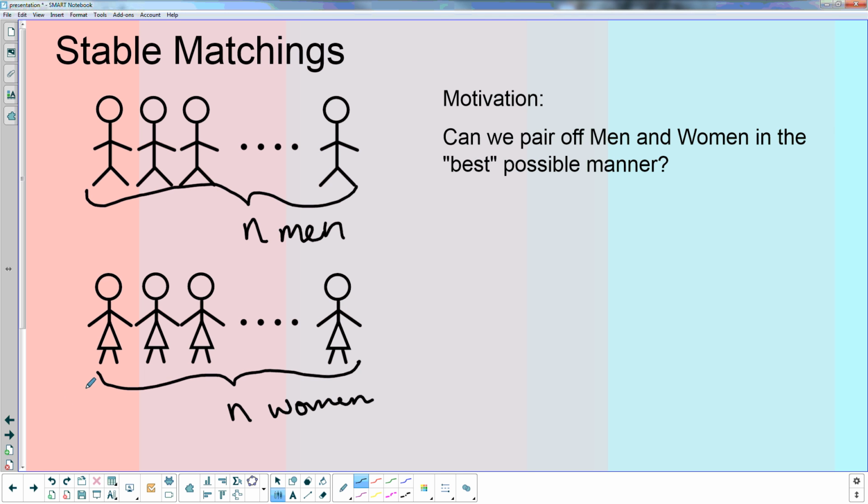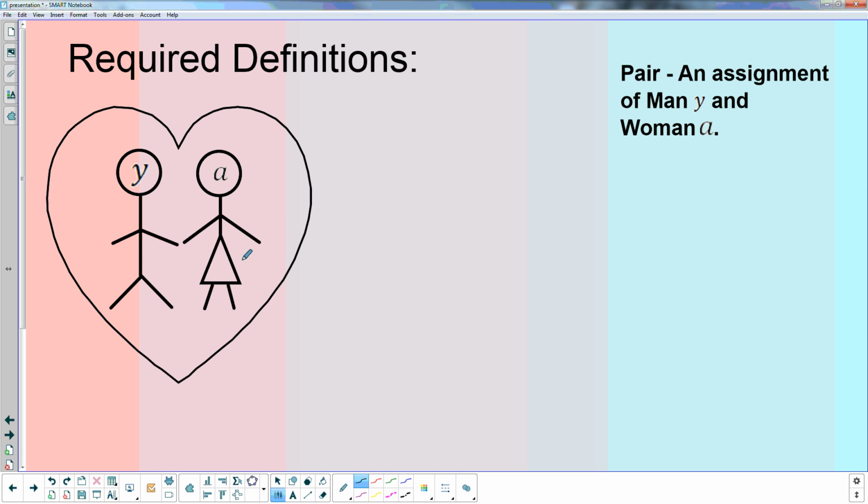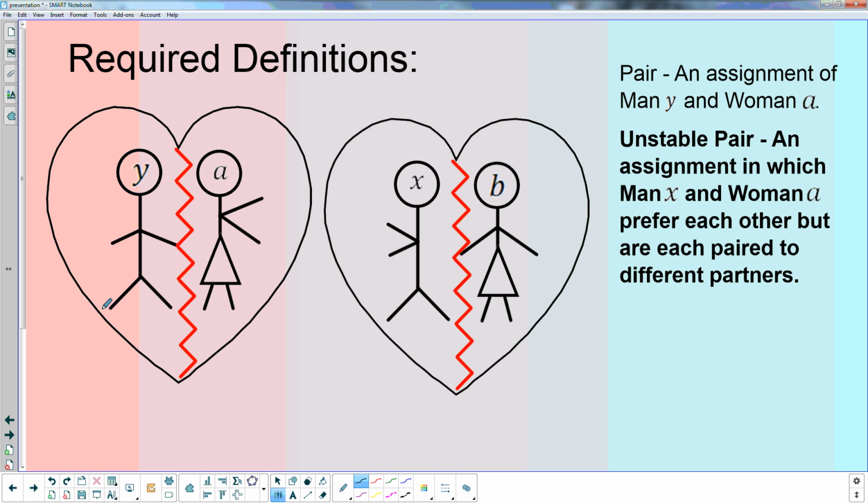But the idea here is, can we take these n men and these n women and pair them off in a way that produces the best possible pairing? I'll talk about what we don't want, more so than what we want, as we get into this. We consider a pair, again very sexist, to be man Y and woman A, who are more attracted to each other than either of them is attracted to anybody else. That would give us our stable matching.